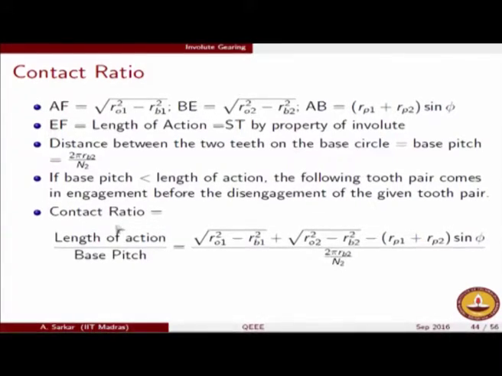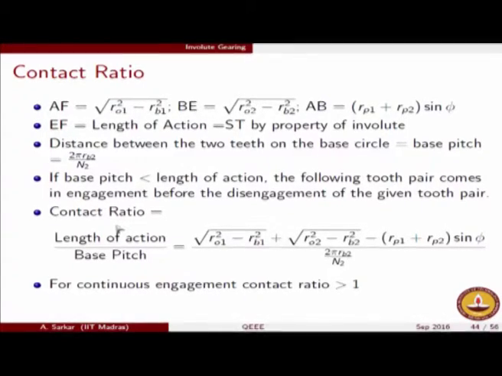But the significance of contact ratio is this: if the contact ratio is greater than 1, then you are sure that there is always at least one pair of teeth which is in contact. If that is ascertained, then you know for sure that positive drive conditions always exist in your gear transmission system, and therefore that is a good design.